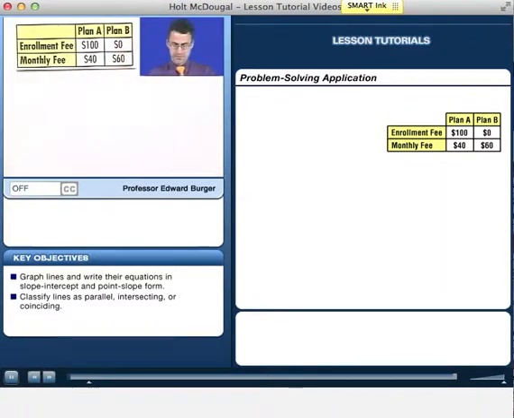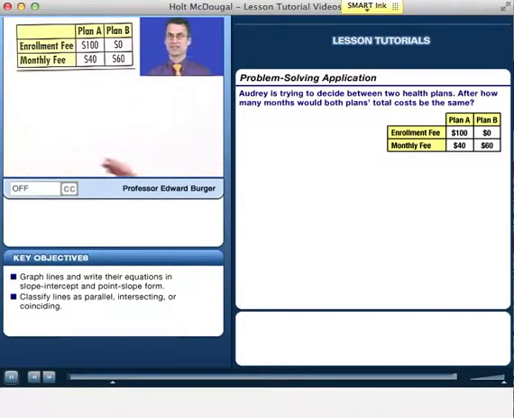There's Plan A, there's Plan B. Plan A requires me to pay an initial enrollment fee of $100 and then a monthly fee of $40. Sounds pretty good. Whereas Plan B has no enrollment fee, but I pay $60 per month. And the question is, how many months would I have to go through to actually have either of these plans cost me the same amount of money? So what's the break-even point when, in fact, will I have paid out the same to Plan A as I did for Plan B?